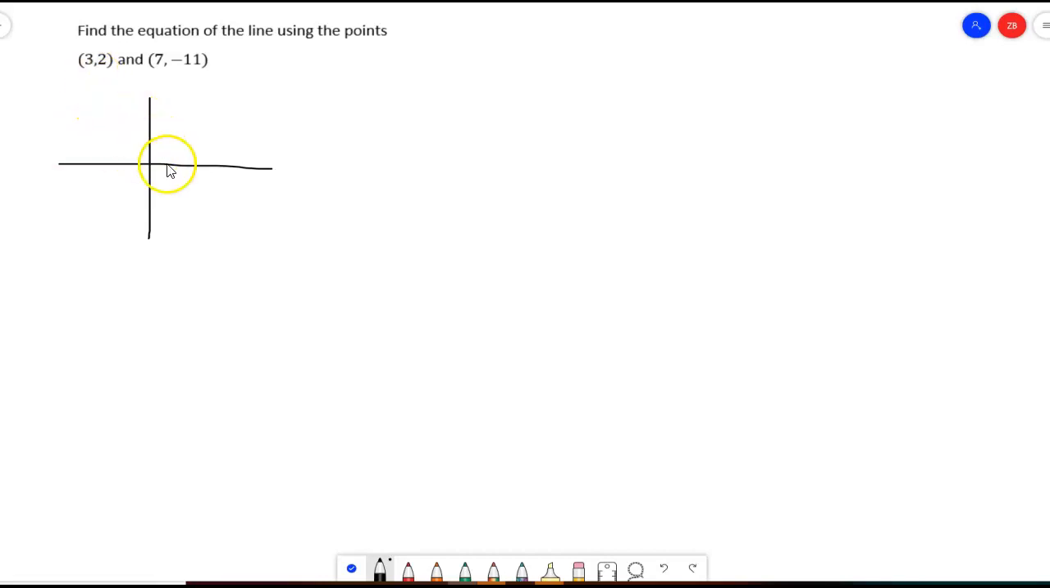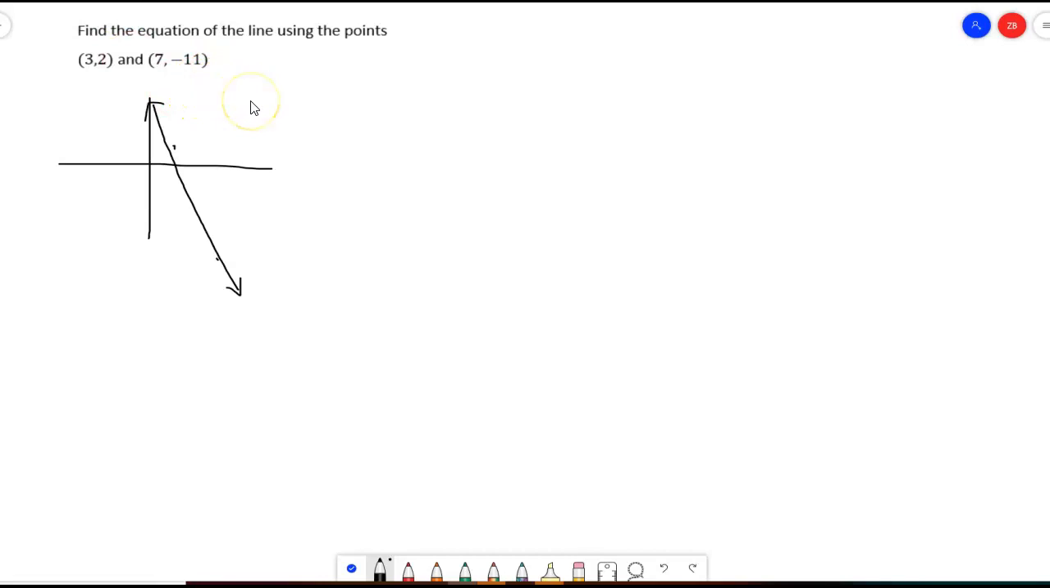All right. So the first one is 3, 2. If I go out 3 and 2, I'm going to have a point right around here. And then 7, negative 11. That's going to go out further, way down here. So it's going to look something like this. It's going to be a pretty steep slope, and it's going to be negative because it goes from the upper left to the lower right. And this is just a check at the end to make sure that it fits this criteria.